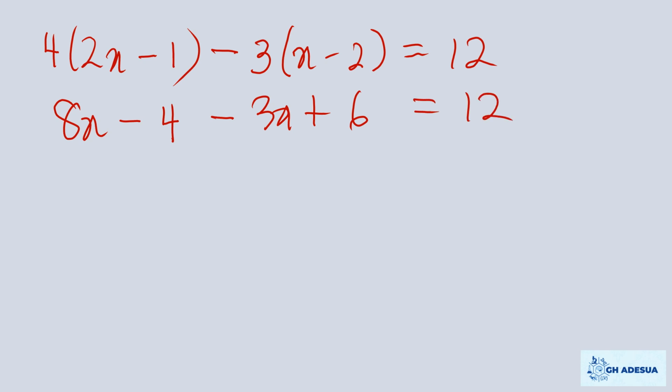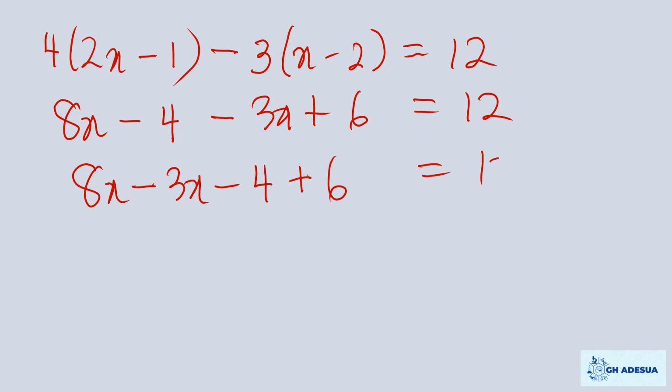Now we regroup, or group like terms: 8x minus 3x minus 4 plus 6 is equal to 12. Now what is 8x minus 3x? That is 5x. Now minus 4 plus 6 is plus 2, so it will be equal to 12. So you have 5x + 2 = 12.